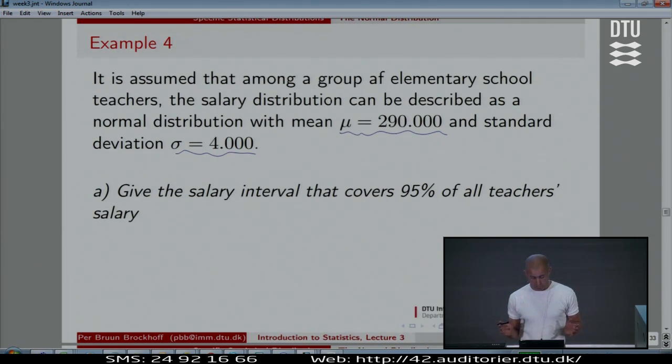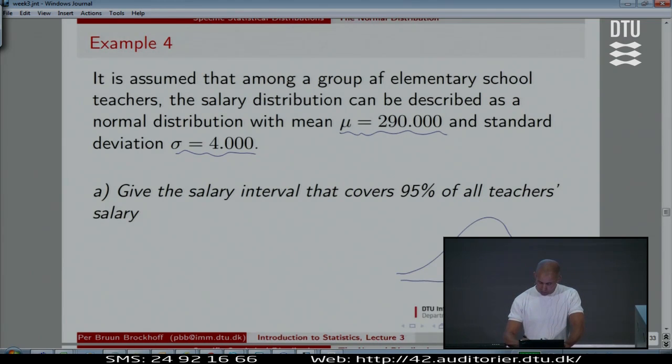What interval covers 95% of all teachers' salary in this group? Well, we can almost answer this question just by our sketch and our knowledge, if we remember the knowledge I've told you now, right? Let's do the same sketch as before, where we had this, let me do it down here.